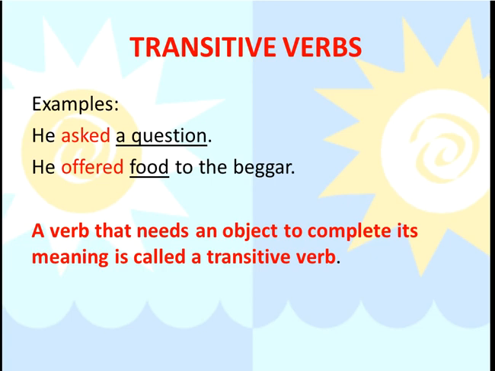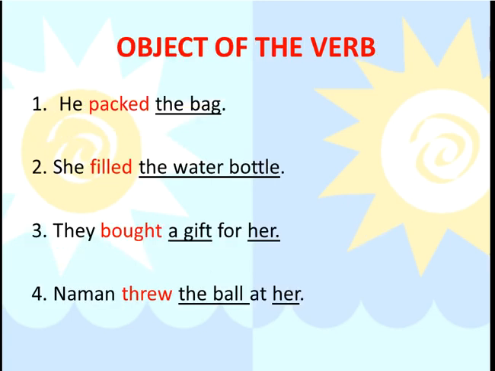That is an object. The action asked by the subject, he, passes directly to the object. A question is the object. So students, a verb that needs an object to complete its meaning is called a transitive verb. Object of the verb: he packed the bag, or she filled the water bottle.